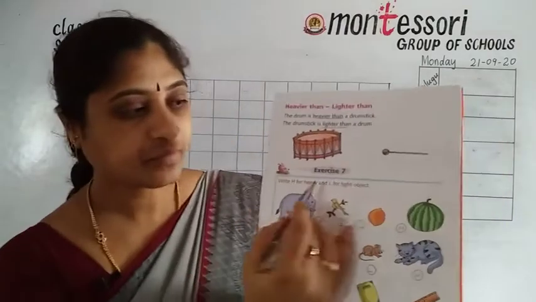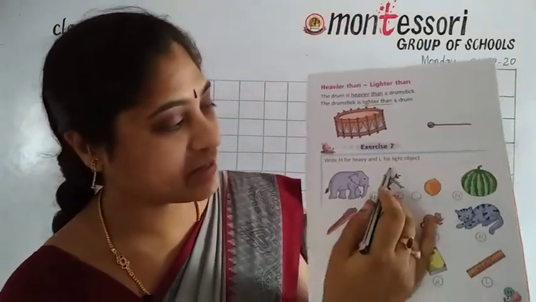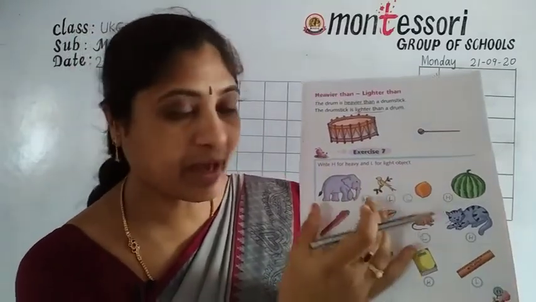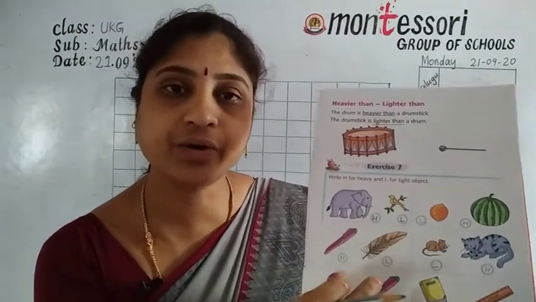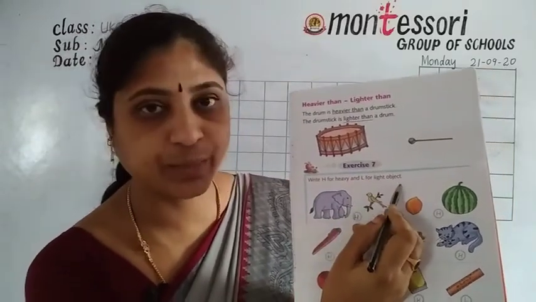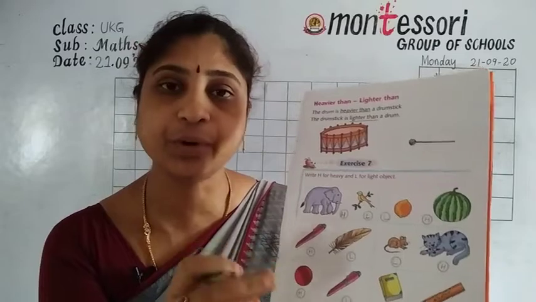Okay, in exercise 7 first write H for heavy. Heavyగా ఉన్నదానికి what we do? Write H, and L for light object. Light object ki put L.